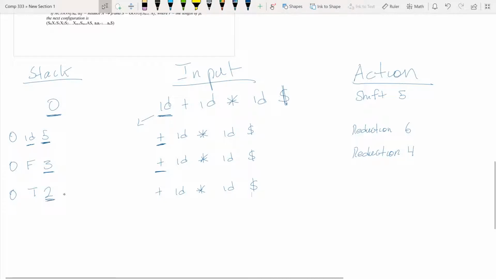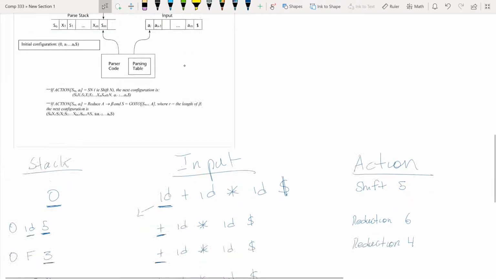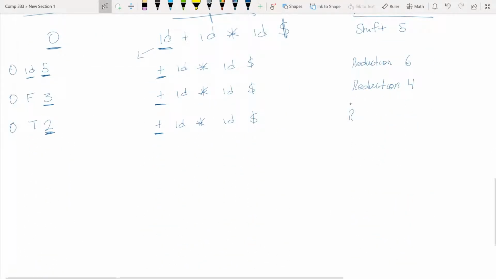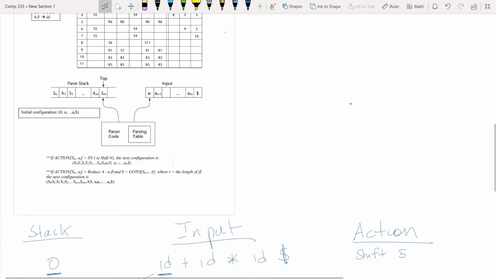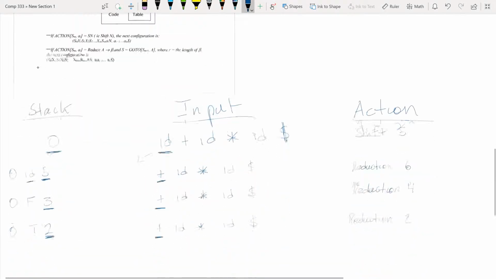And now we look at 2 and plus in the big table. So we go to the big table, erase this, and we get 2 and plus. So we get reduction 2. So this turns into a reduction 2. So we go up to the little table, and 2 says that a T turns into an E backwards.